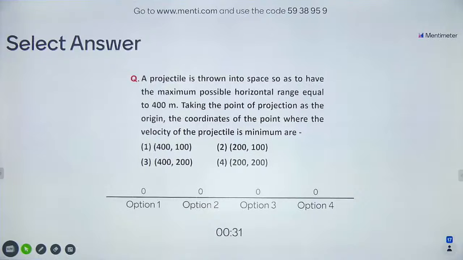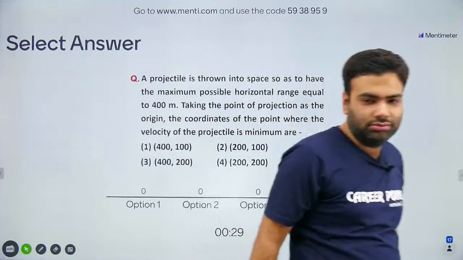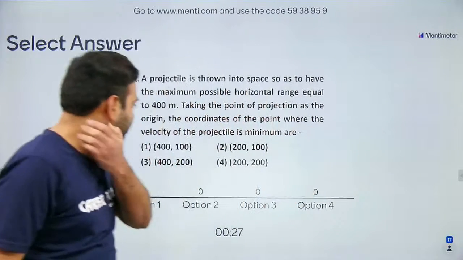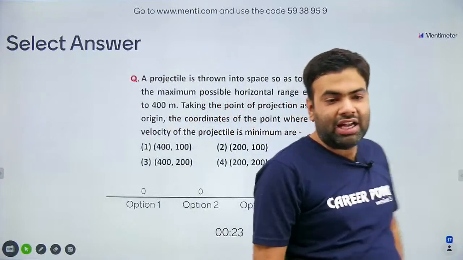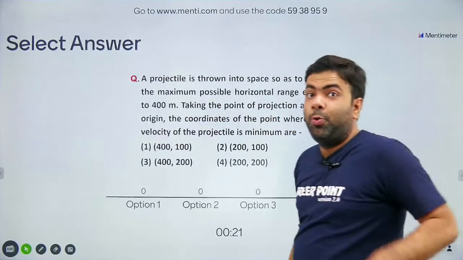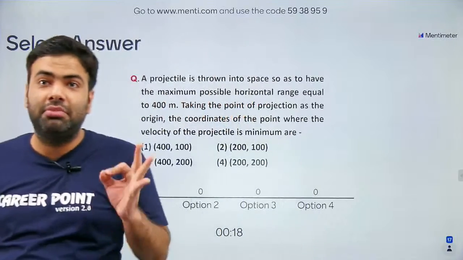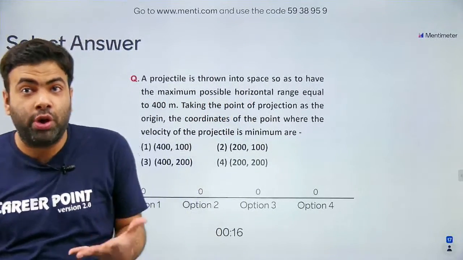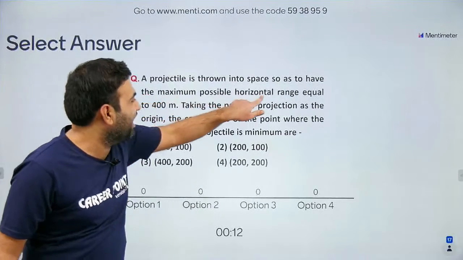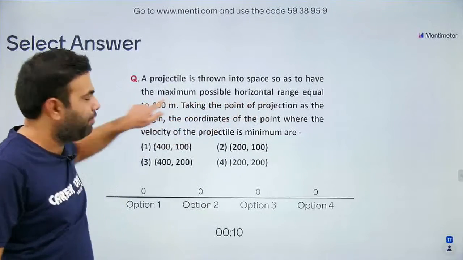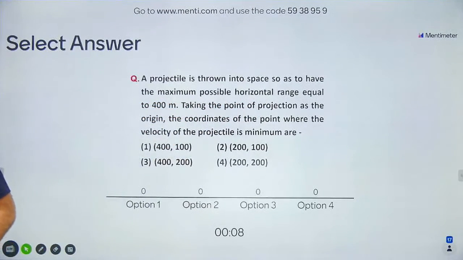See, you have only 30 seconds remaining, okay, and 17 students have done this. Good. It is asking the coordinates where the particle is having minimum velocity. So you should know at which position the particle is having minimum velocity, and also you should know what is the angle theta for maximum possible horizontal range. Okay, if you know these, you will be able to solve this question.